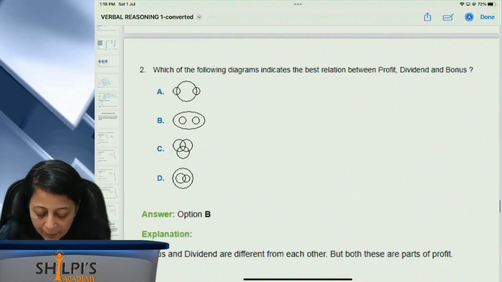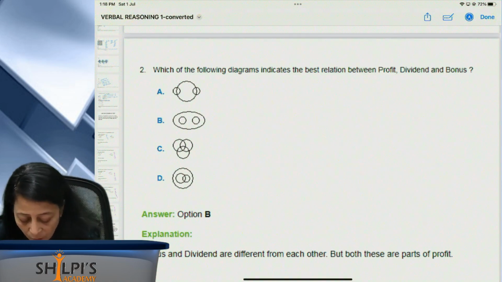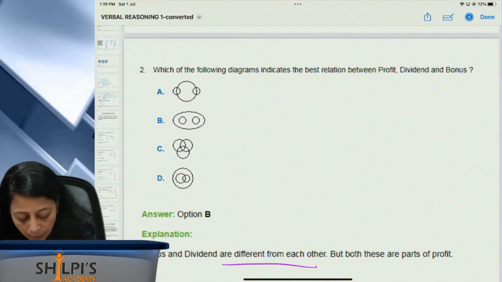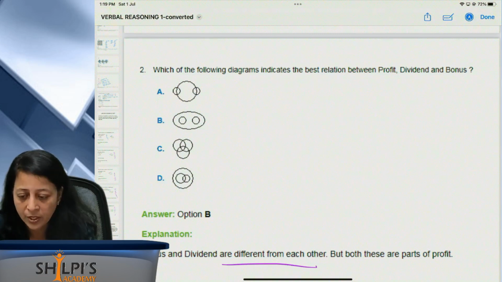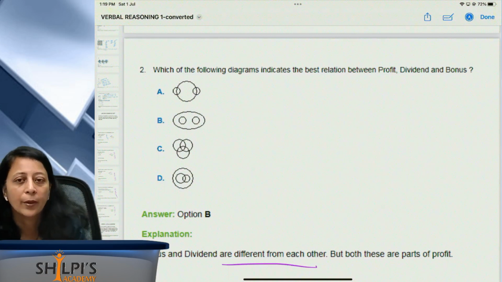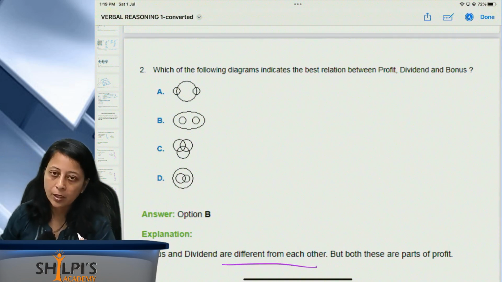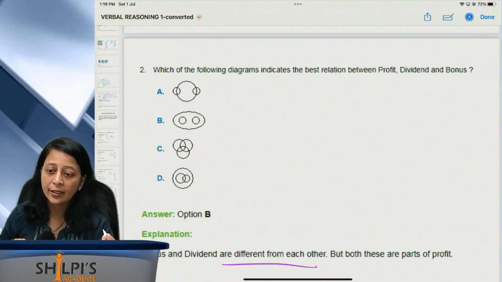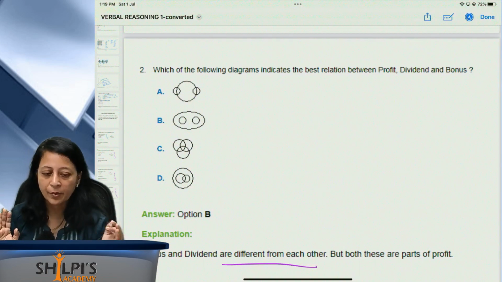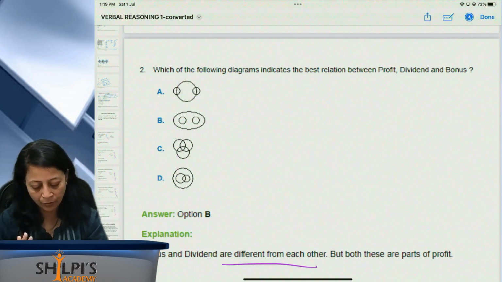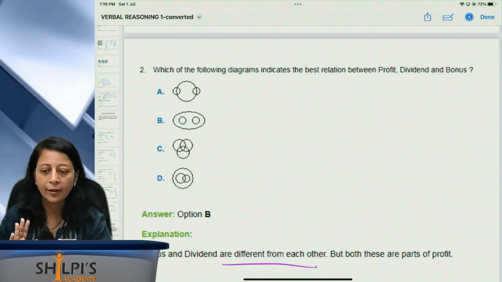Which of the following diagrams indicates the best relationship between the profit, dividend and the bonus? Profit and dividend are different from each other, right? Sorry, bonus and your dividend are different. Dividend, you get it out of the profit, and bonus is something that you get either out of ex gratia or the performance, or like for Diwali, something like that you get a bonus. So bonus has got nothing to do with your profit, and dividend is from your profit. But both these are part of the profit, because only if you have a profit they will be giving you the bonus and dividend, but both are not interconnected with each other.